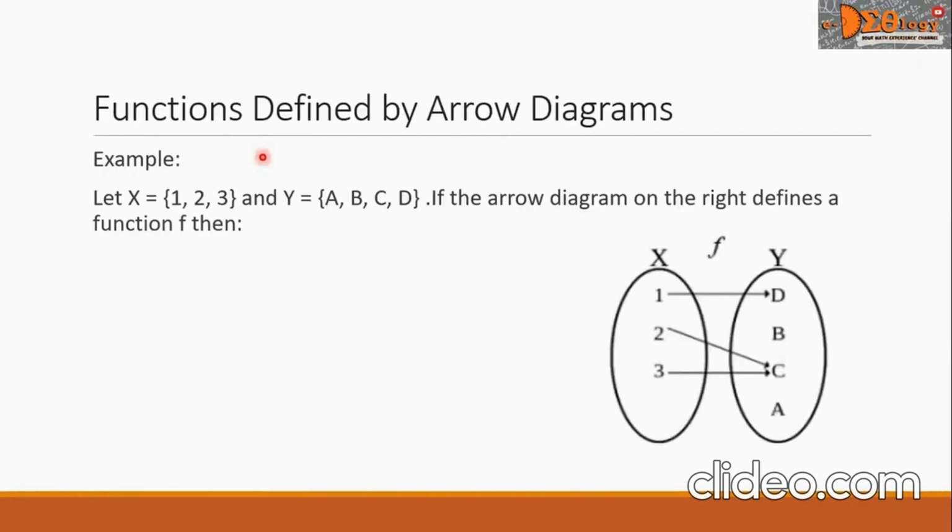Let us have an example on how functions are defined by arrow diagrams. Let X equals 1, 2, 3 and Y equals the set A, B, C, D. If the arrow diagram on the right, it's here, defines a function f, then let us answer some questions.